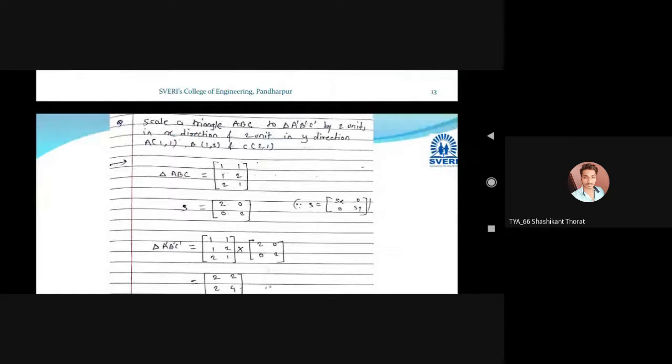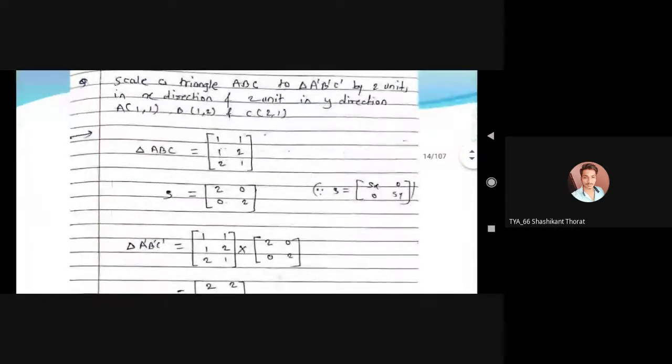So take an example. Directly they have asked for scaling. We know the matrix for scaling: S is equal to [Sx 0; 0 Sy]. First of all we have to write the given data, what is Sx and what is Sy. Given data: scale triangle ABC to triangle A dash B dash C dash by 2 units in x direction and 2 units in y direction. They have given the scaling factor.